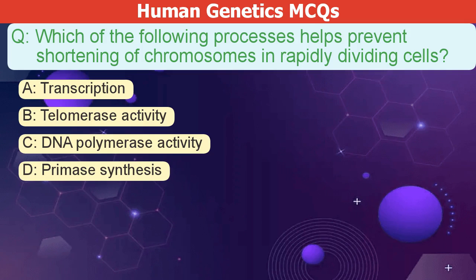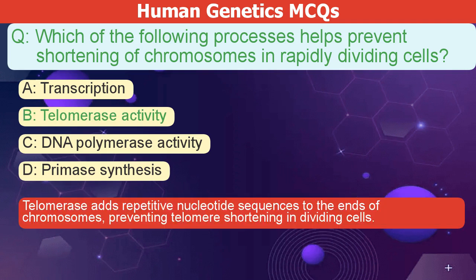Which of the following processes helps prevent shortening of chromosomes in rapidly dividing cells? A. Transcription. B. Telomerase activity. C. DNA polymerase activity. D. Primase synthesis. The correct answer is B. Telomerase adds repetitive nucleotide sequences to the ends of chromosomes, preventing telomere shortening in dividing cells.